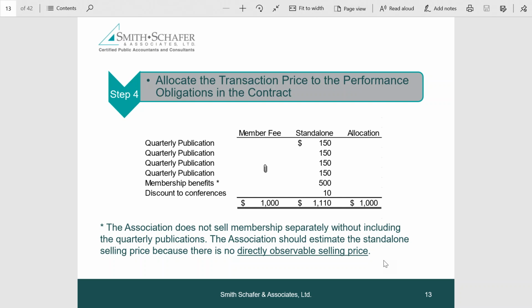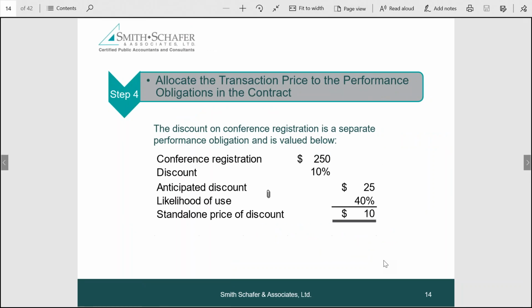Well, we have to look at our calculation. We said that conference registration was $250. We have a discount of 10%, so everyone's discount is $25. The problem is we only expect 40% of members to actually exercise this option and attend our conference. So that reduces our anticipated discount from $25 down to $10. And that's how we get that $10. We're basically saying on average, all members can save $10.